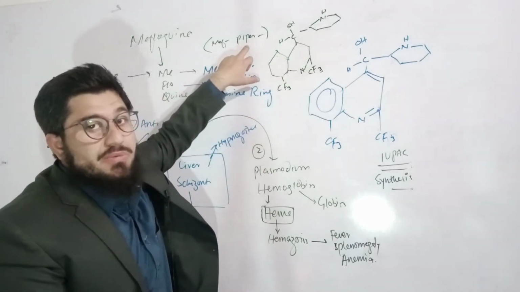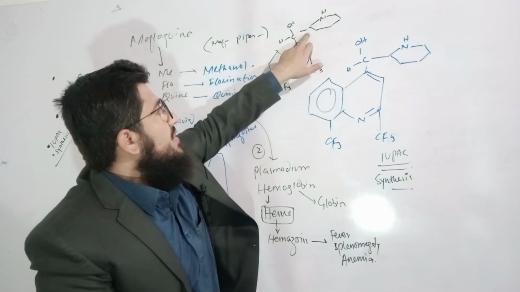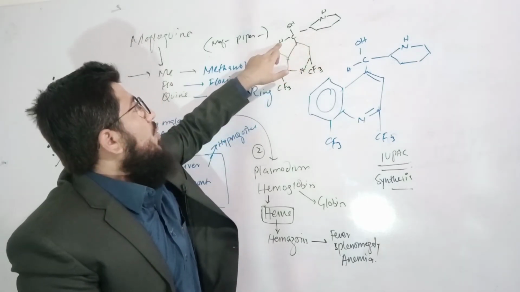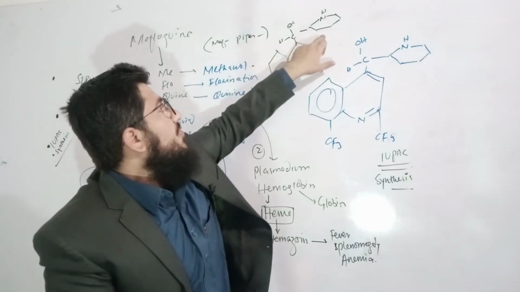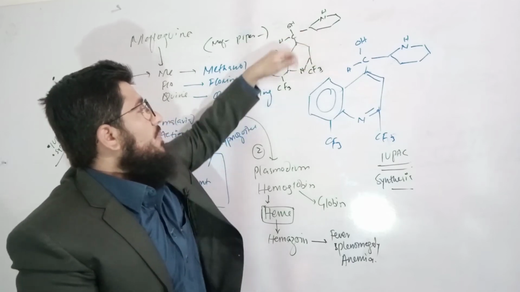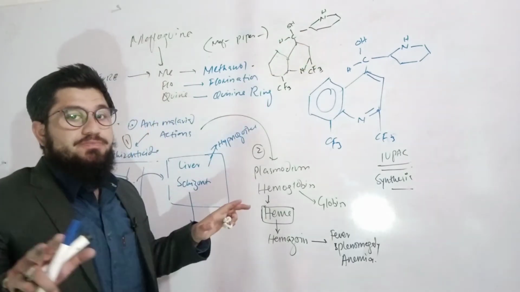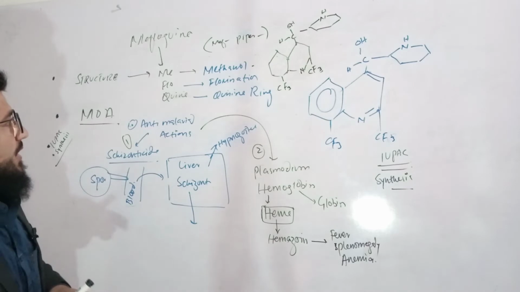Now we're coming towards the piperidine. So the remaining bonds with the carbon, there are two bonds. One will be for the hydrogen, the second will be for the piperidine. So draw the piperidine here like this. Your mefloquine structure will become completely drawn.